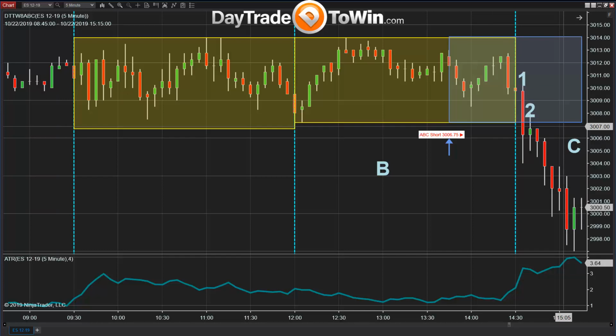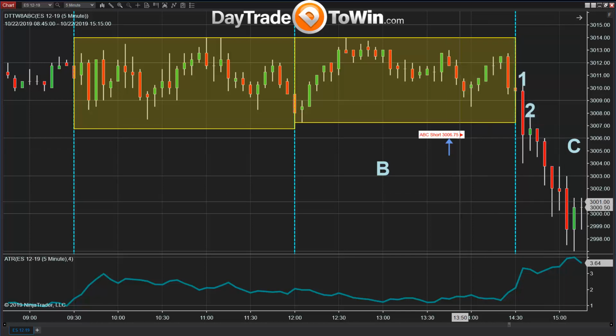That's your exit. Of course, you want to have a stop as well, but that's really proof. I like to use proof to exit my trades. That'd be my proof to get out of the trade.